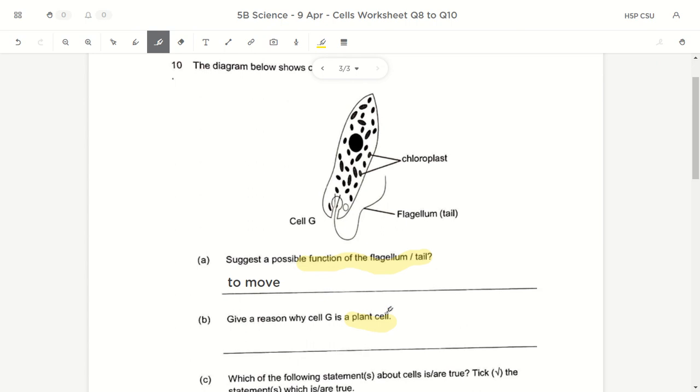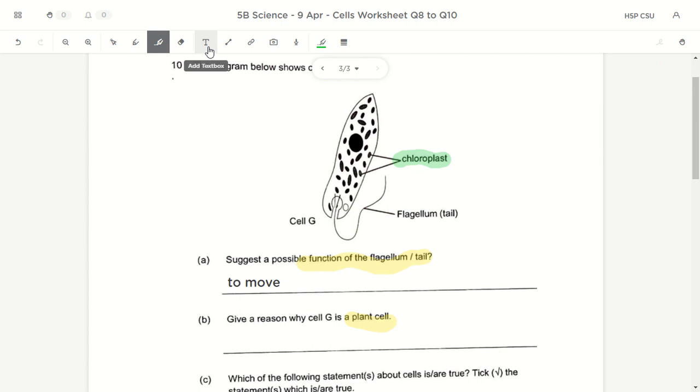So why is it a plant cell? How do we know from this diagram it's a plant cell? If you look closely, the first thing you will see is the chloroplast, which I will highlight in green. This cell has chloroplast. So the evidence here is that this cell has chloroplast. So what is the reasoning? Why does having chloroplast mean it must be a plant cell? Because only plant cells have chloroplast.